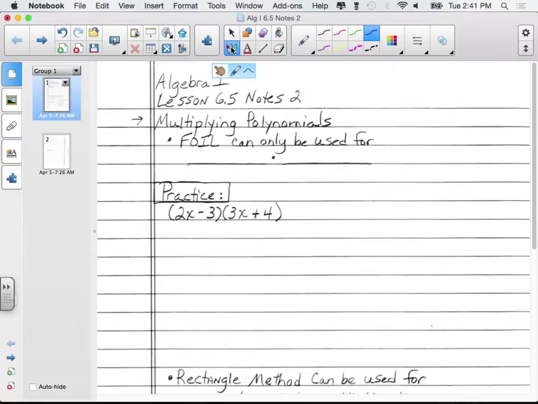Alrighty then. So yesterday we were working with multiplying polynomials. We started with monomials times monomials, and just gradually worked our way up to more complicated ones. And the last thing we did in our notes was we worked with FOIL, right? So if you see here, it says FOIL can only be used for a binomial times another binomial.